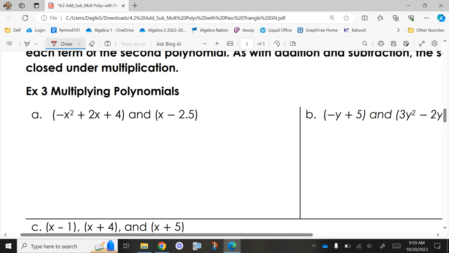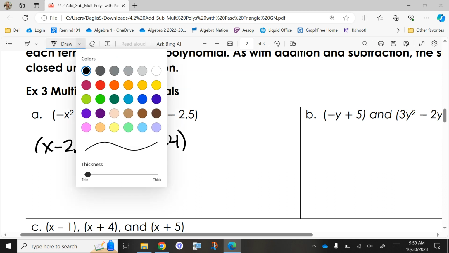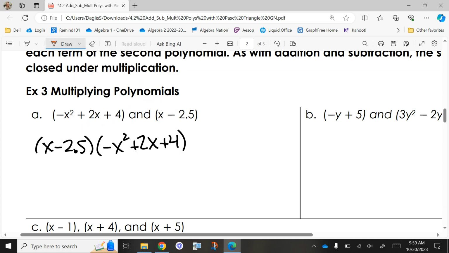So if I set it up, and I'm like, you know what? I want it to be x minus 2.5 times negative x squared plus 2x plus 4. Okay? That's okay. If you didn't switch their order, that's okay. Order does not matter with multiplying. So what it said was to multiply each piece of the second polynomial with the first term and then the second term. So I'm going to distribute the x to all my pieces.